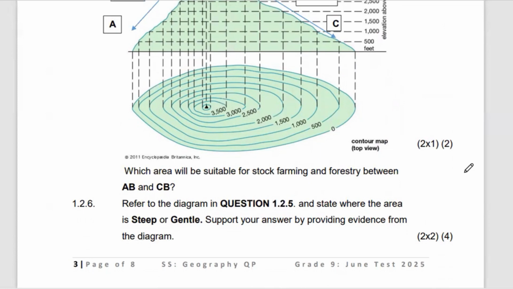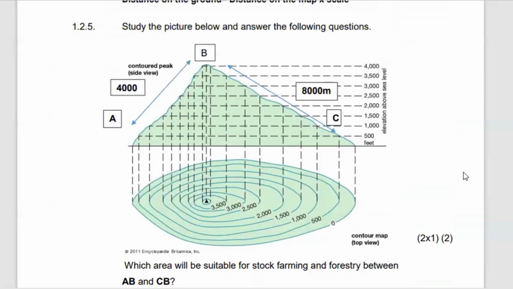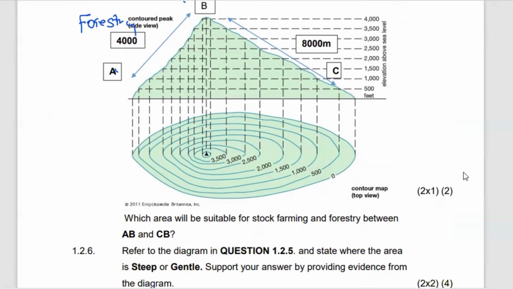Which area? All right. So with AB, this area from here up to here, the contoured peak, it will be suitable for forestry, and then area BC, or you can call it CB, will be suitable for stock farming. For stock what?